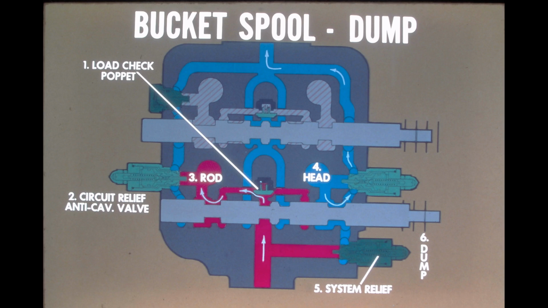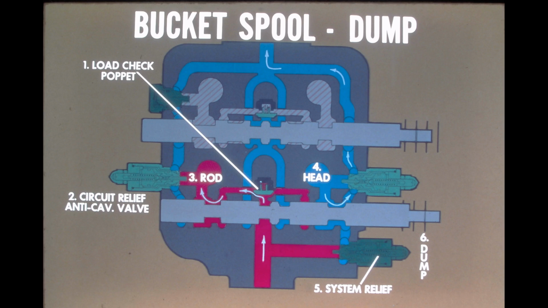Oil from the head end of the cylinder flows back through the bucket spool head end port. From here, it's directed by the spool to the return passage where it flows back to the reservoir. If the load tries to dump the bucket faster than the pump can supply oil to the cylinder, cavitation will occur in the rod end. Under these conditions, the anti-cavitation valve on the rod end of the bucket spool will open and allow pump oil to be supplemented by return oil.